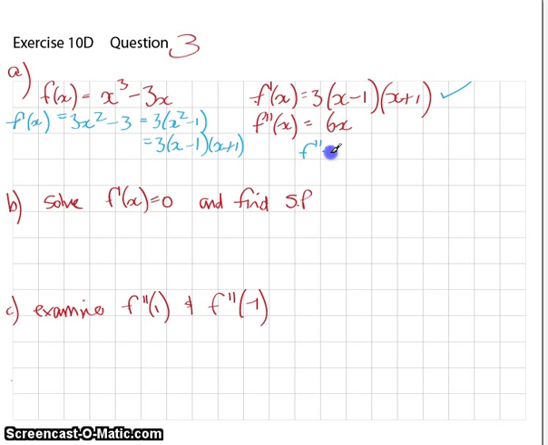My second derivative, I'm going to go straight from this part, and I'm going to use the power rule, so I just get 6x. So that's that part.